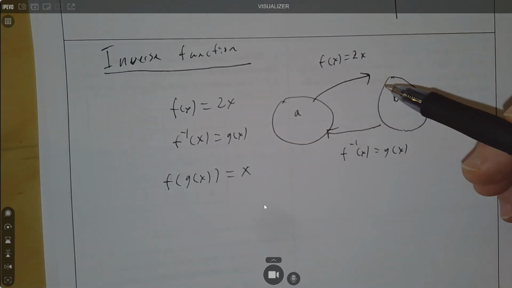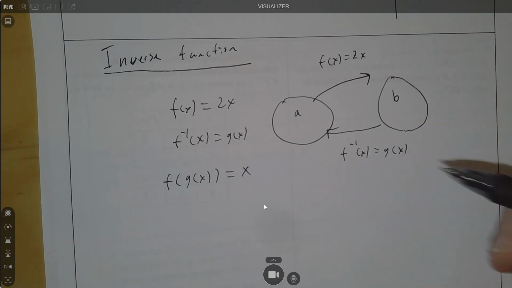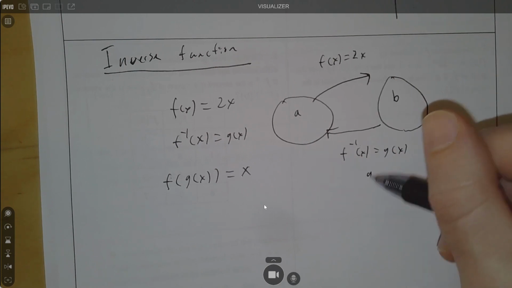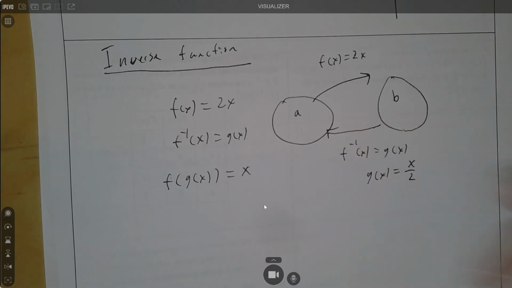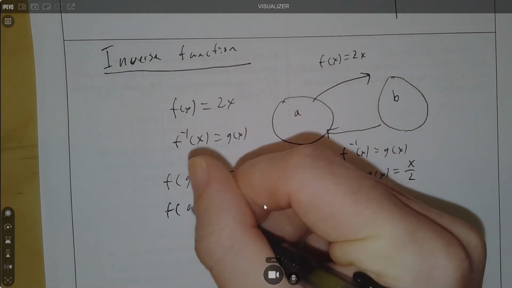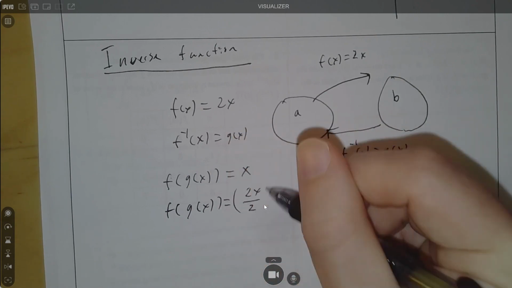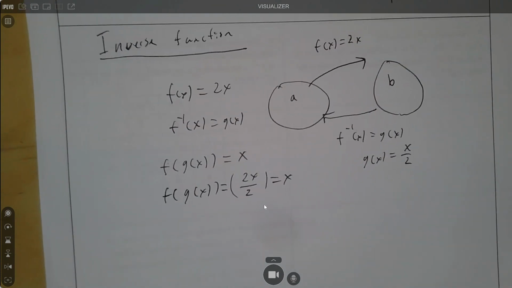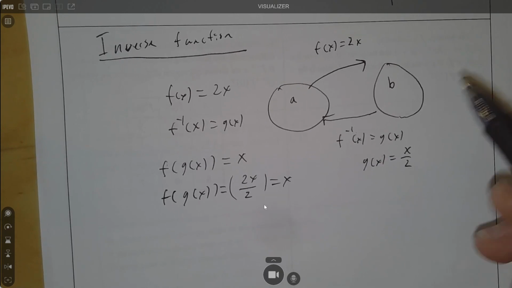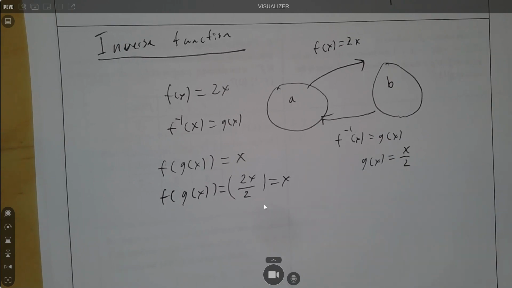So let's think about what is the inverse to 2x. If 2x is multiplying everything, well then the inverse of that would be halving it. So in this case, my g of x would be x over 2. And when I composite them together, you're going to get 2x over 2, which is just x. Okay, so that's how inverse functions work. An inverse function is a function that undoes the other, that takes the value that you got and gives you back the original value. That's the long and short of inverse functions.